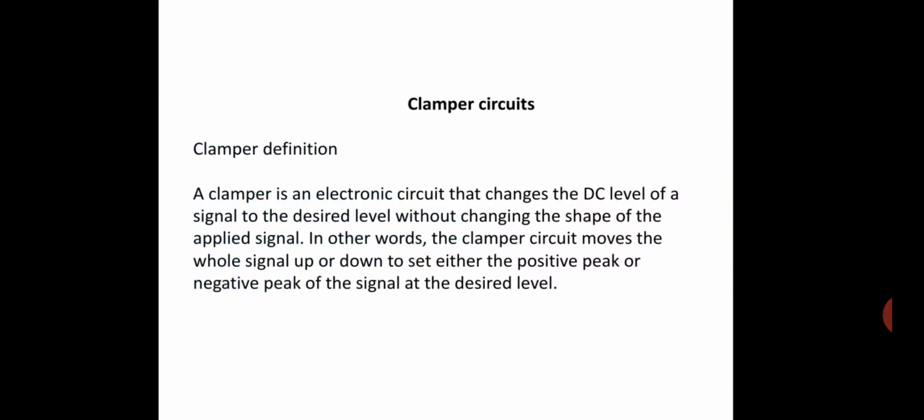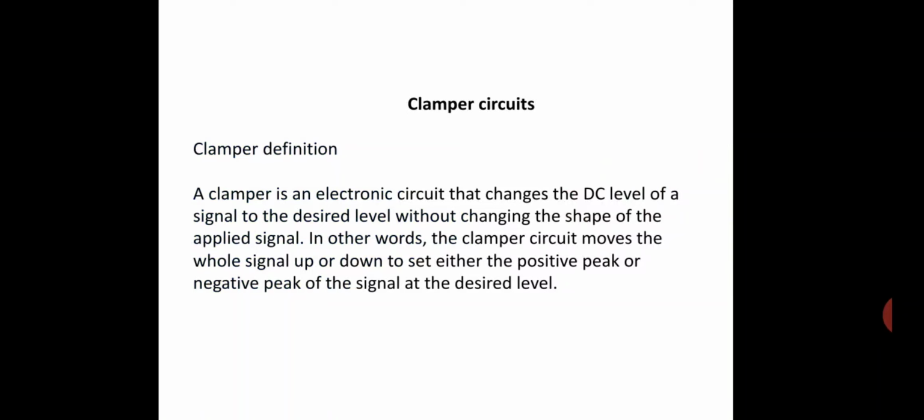Clamper definition. A clamper is an electronic circuit that changes the DC level of a signal to the desired level without changing the shape of the applied signal. The clamper circuit does not change the shape of the input signal, but it adds a DC level to the input signal. In other words, the clamper circuit moves the whole signal up or down to set either the positive peak or negative peak of the signal at the desired level.